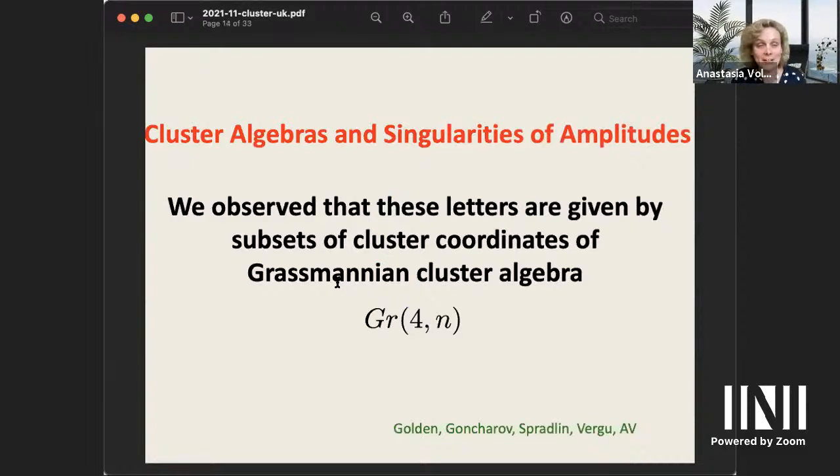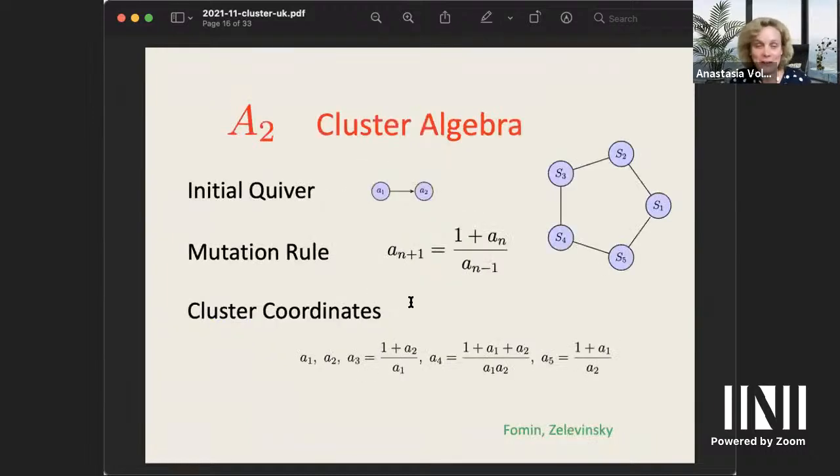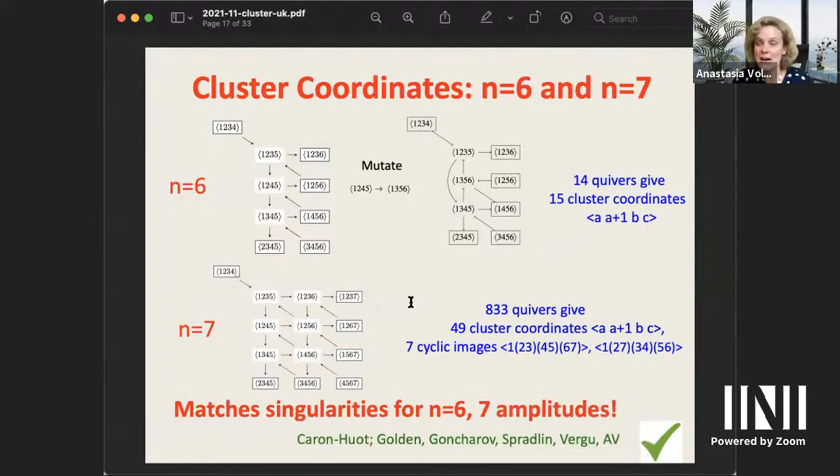I usually now pause, and for physicists, I start reviewing the cluster algebra constructions. Thankfully, I don't have to do it here. I'll just remind you the initial quiver for the Grassmannian cluster algebra, which looks like this. You can refer to a paper by Scott, Gekhtman, Shapiro, and Weinstein. Usually I go into an introduction and tell physicists what cluster algebras are. So that's the initial quiver mutation rule. Thank God I don't have to tell you this.